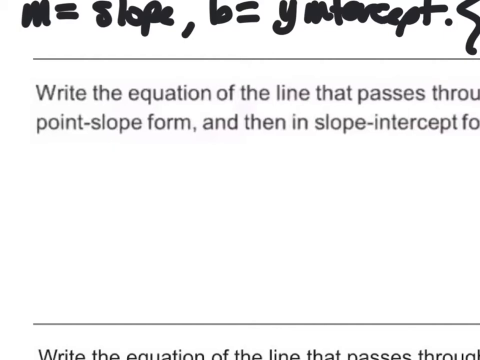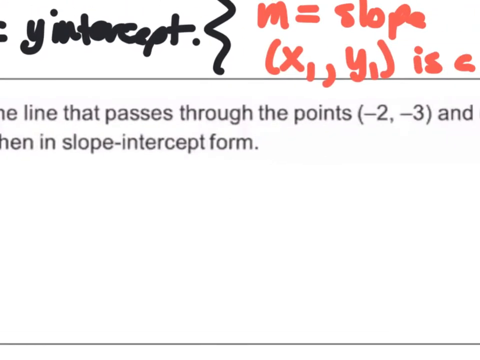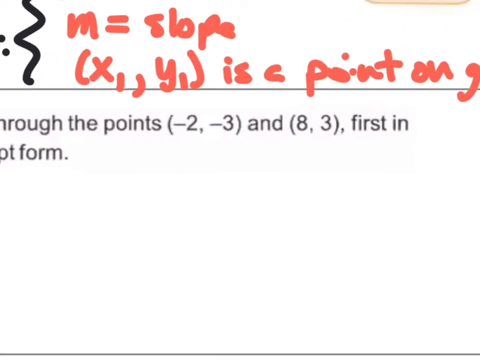The first thing I want to do is find my slope. If I'm given 2 points, I take my slope formula, which is y sub 2 minus y sub 1 over x sub 2 minus x sub 1. It doesn't matter which ones I name those, but I'm just going to call this x sub 1 and y sub 1, and this one x sub 2 and y sub 2.